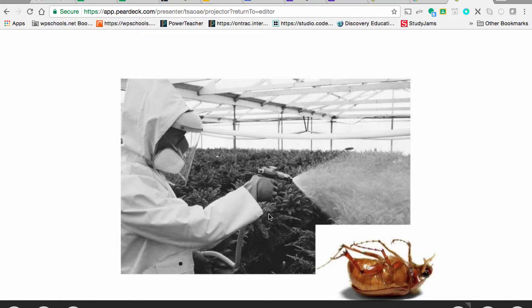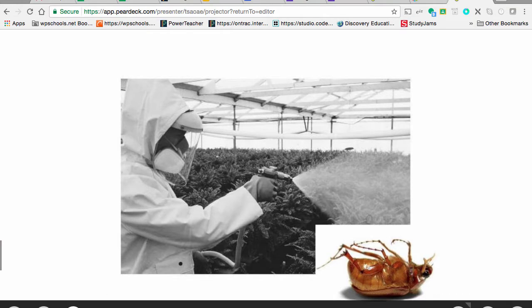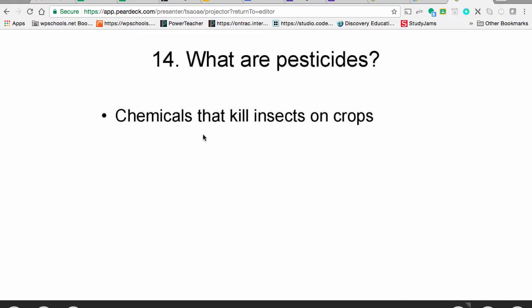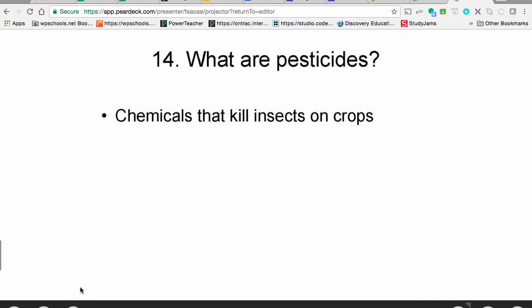Pesticides are often used also on agricultural and residential areas. A pesticide is a chemical that kills insects on crops or grasses, also known as insecticides.